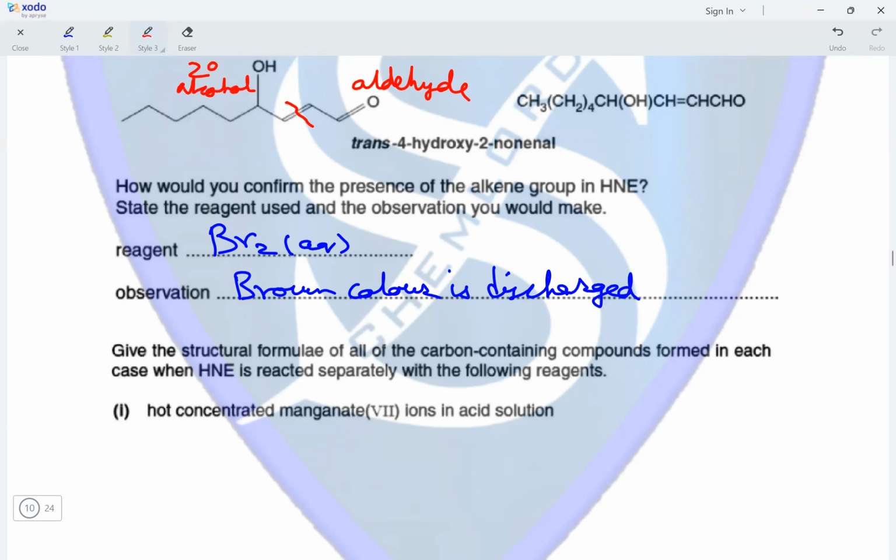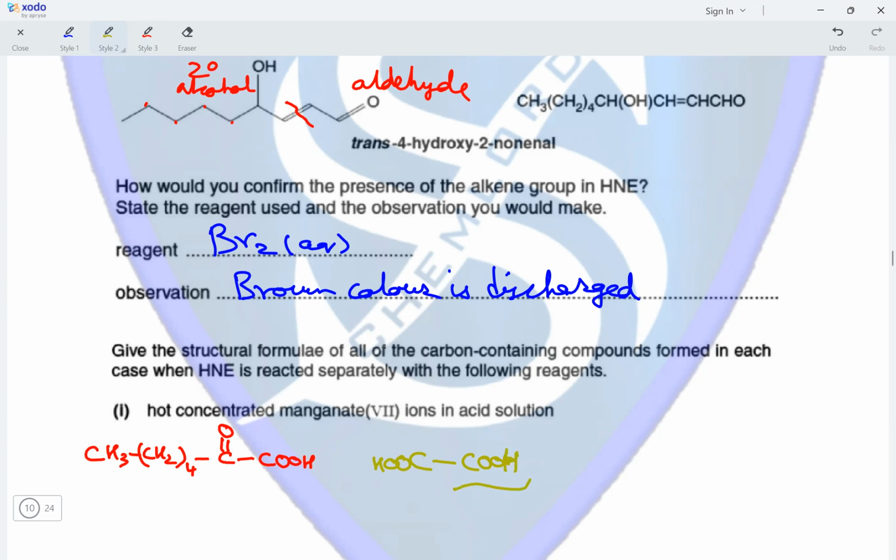which would be oxidized. So the product form would be CH3, CH2. This would be 1, 2, 3, 4. 4 CH2 groups in a continuous chain, followed by a C, which would convert into a ketone because it is a secondary alcohol, and then we would have a COOH group present along with the ketone group in one of the products, and the other product would be COOH bonded to COOH because the aldehyde would also be oxidized.